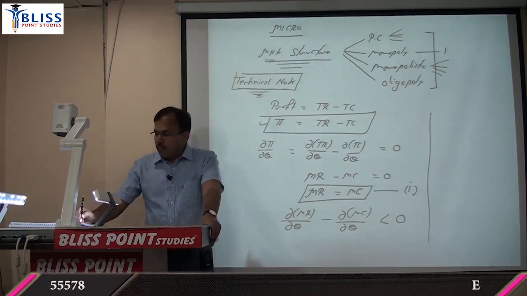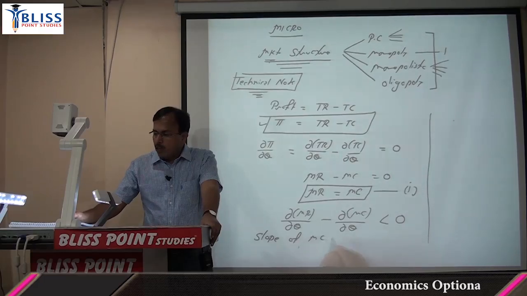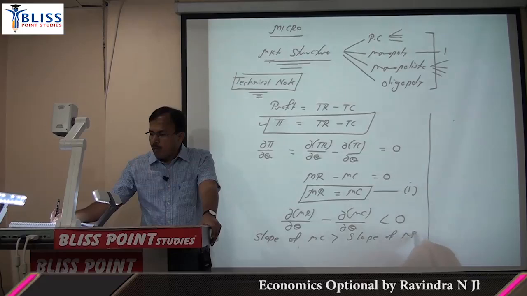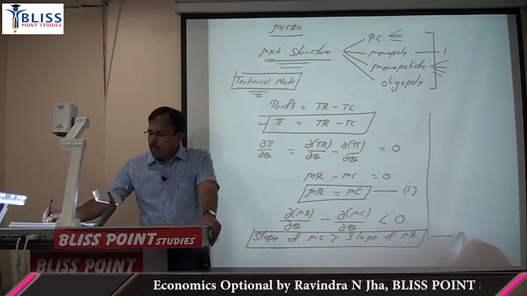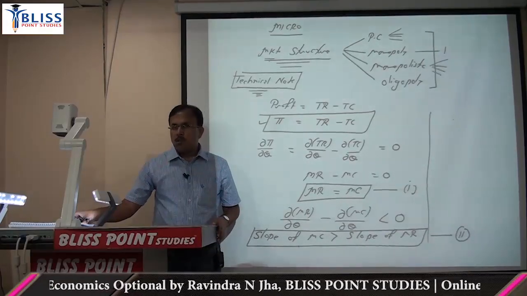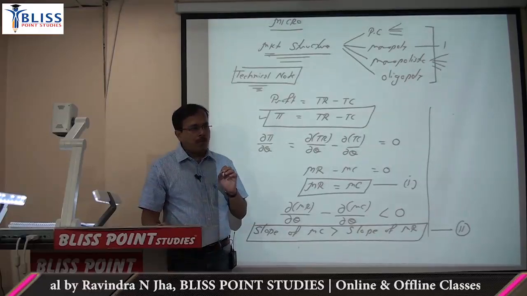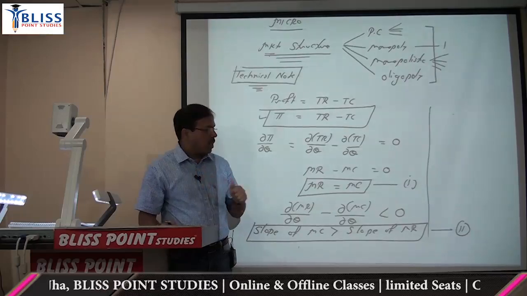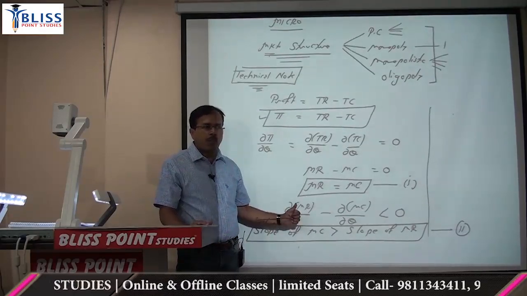which means slope of marginal cost is greater than slope of marginal revenue. This is your necessary and sufficient condition for profit maximization. So when you answer any question, you will simply say that the profit of a firm gets maximized when two conditions are satisfied. First, MR equal to MC, and second, slope of MC greater than slope of MR.